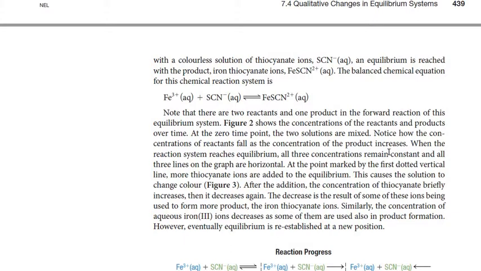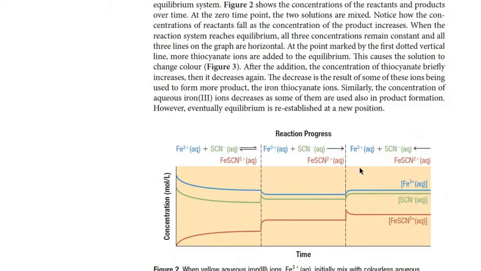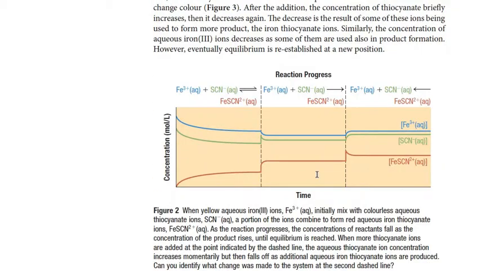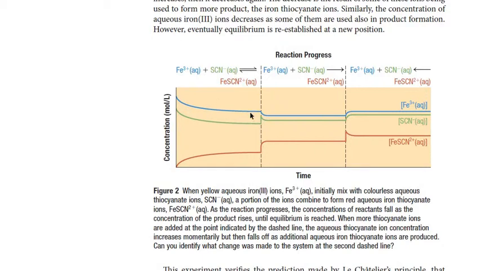Similarly, the concentration of aqueous iron(III) ions decreases as some of them are used also in product formation. However, eventually equilibrium is reestablished at a new position. So as we see here, we have three sections. We went through the first one.